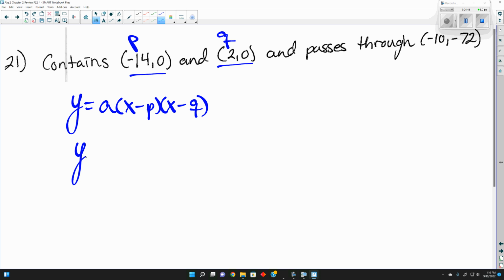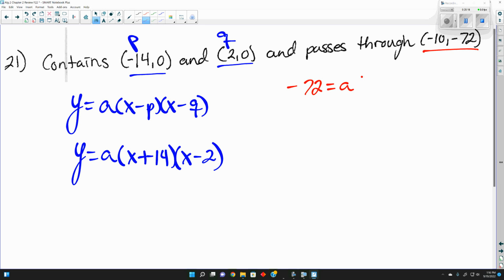So the first thing I'll do is just plug this in. X minus 14 times x minus 2. Well, the minus 14 is just going to become plus 14, positive 14. If you can at least get this far, you have 2/3 of the answer, because the only thing we're missing is A. We're going to plug this in to get it. We'll plug negative 72 in for y, so negative 72 is equal to A times negative 10 plus 14 times negative 10 minus 2.